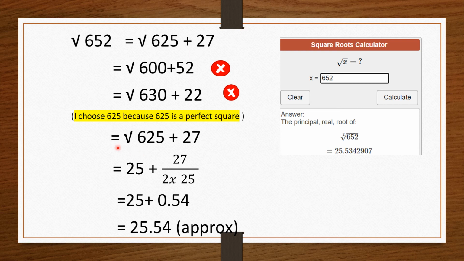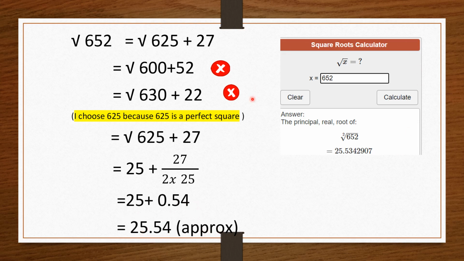So now here you get root of 625 plus 27. So 625 root is 25. So I write 25 plus this, I write it as 27 divided by 2 times whatever appears here, which is 25. So I get 27 by 50, and 27 by 50 is nothing but 0.54. So the answer is 25.54 approximately.